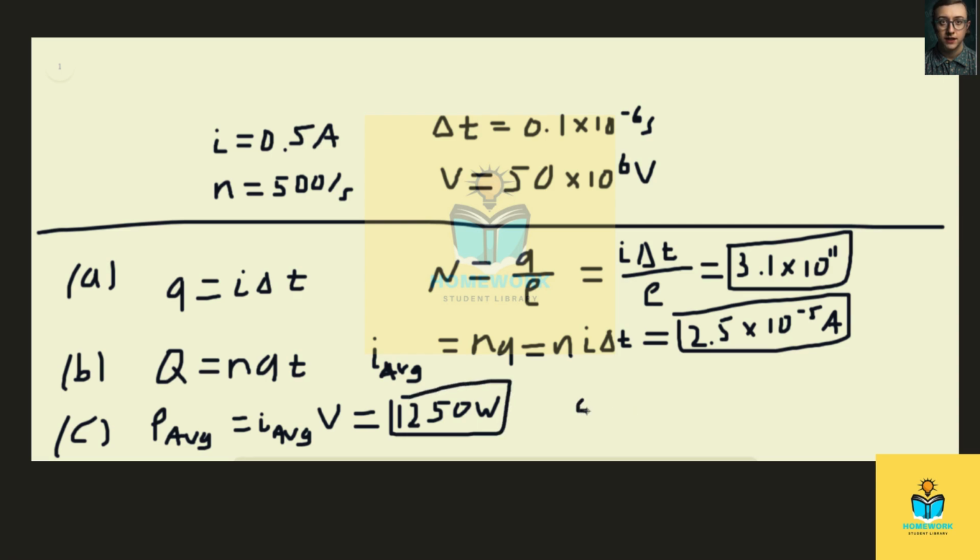Now part D, we'll just do that right here so we don't have to open up a new page. It asks to calculate the maximum. So maximum is going to be P is equal to I times V, which is going to be equal to 2.5 times 10 to the 7 watts. This is times 10 to the 7, not times 7. We can box that in as our solution to part D.